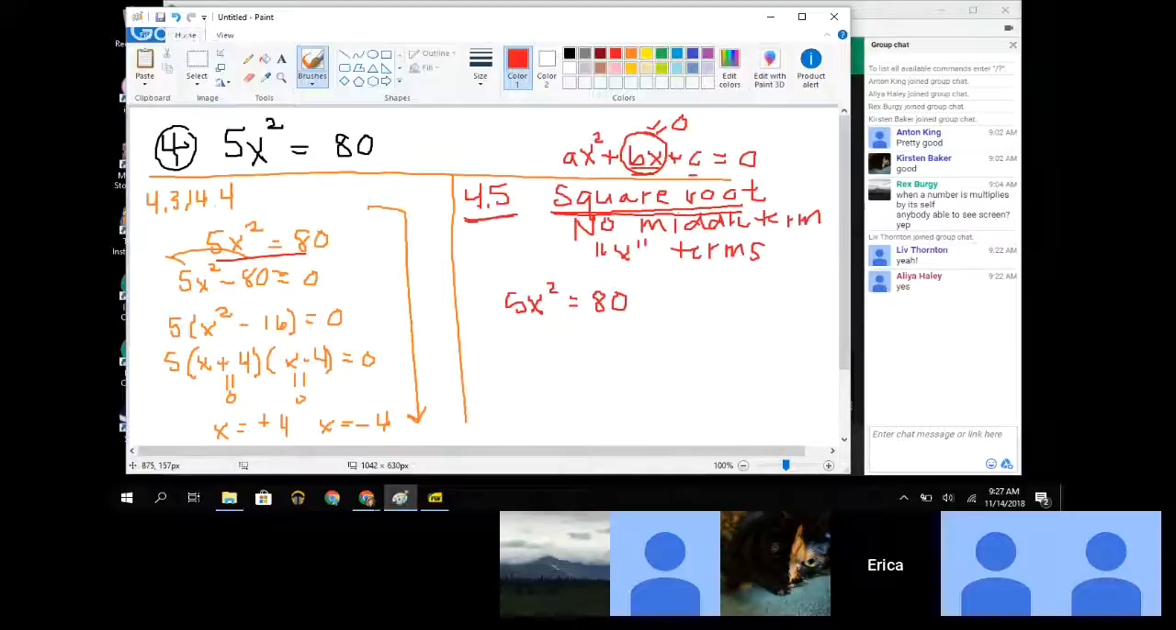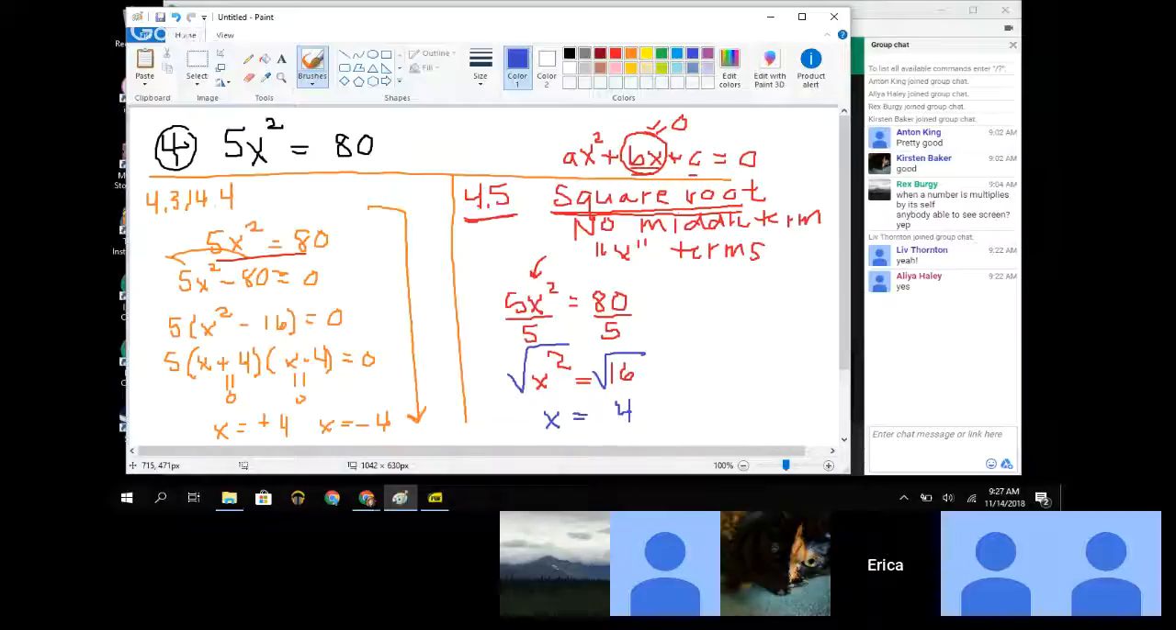So this is how the method works. We're going to solve basically down to get x squared by itself. So this one's pretty easy. We're going to divide both sides by 5. And we get that x squared equals 16. And then what you're going to do is take the square root of both sides. So the square root of x squared is just x, and the square root of 16 is 4.